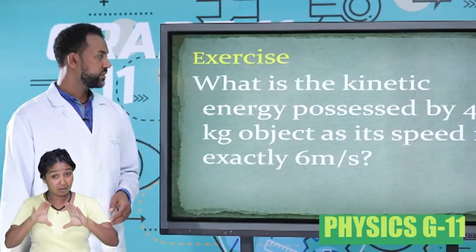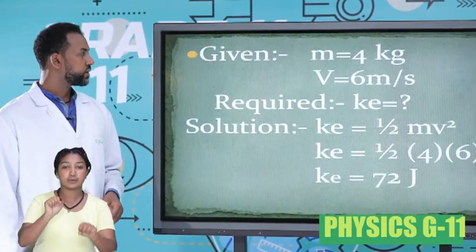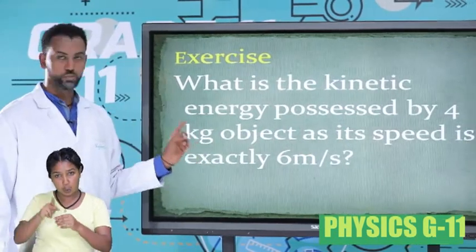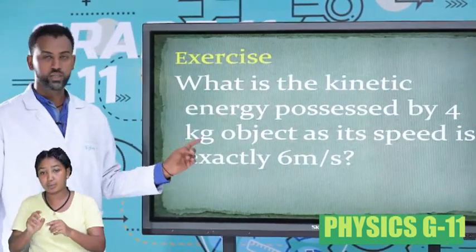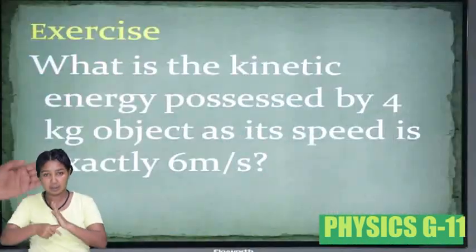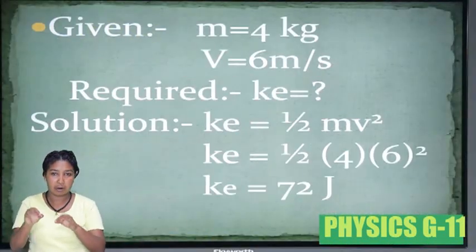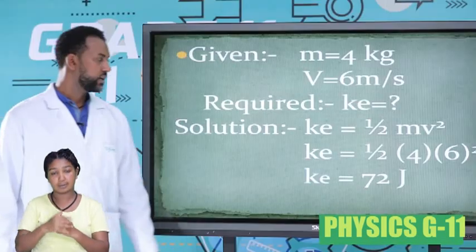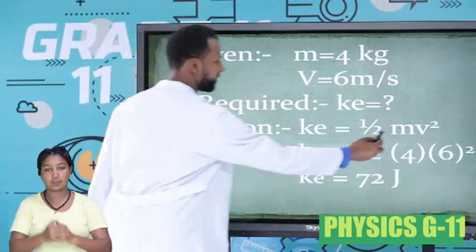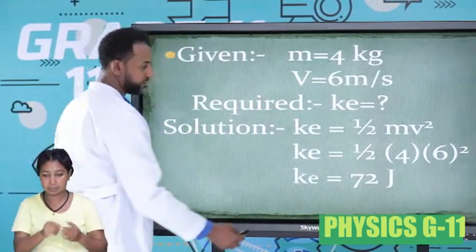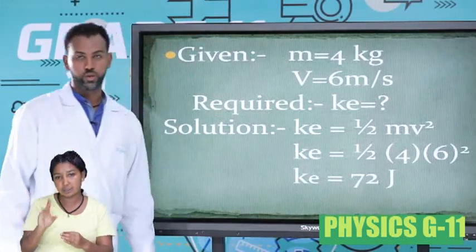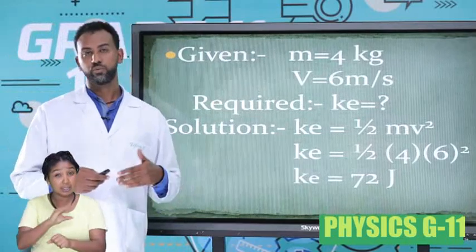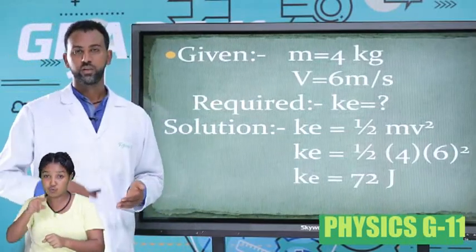Students, I hope you have tried this exercise. First, the given quantities are: the mass of the object is 4 kilogram, and its speed is 6 meters per second, which is a very simple and straightforward exercise. We are asked to find the kinetic energy. Therefore, kinetic energy is equal to half m v squared. When you substitute this, you can find it to be 72 joule. By the way, the SI unit of energy and the SI unit of work are the same because energy enables us to perform work.